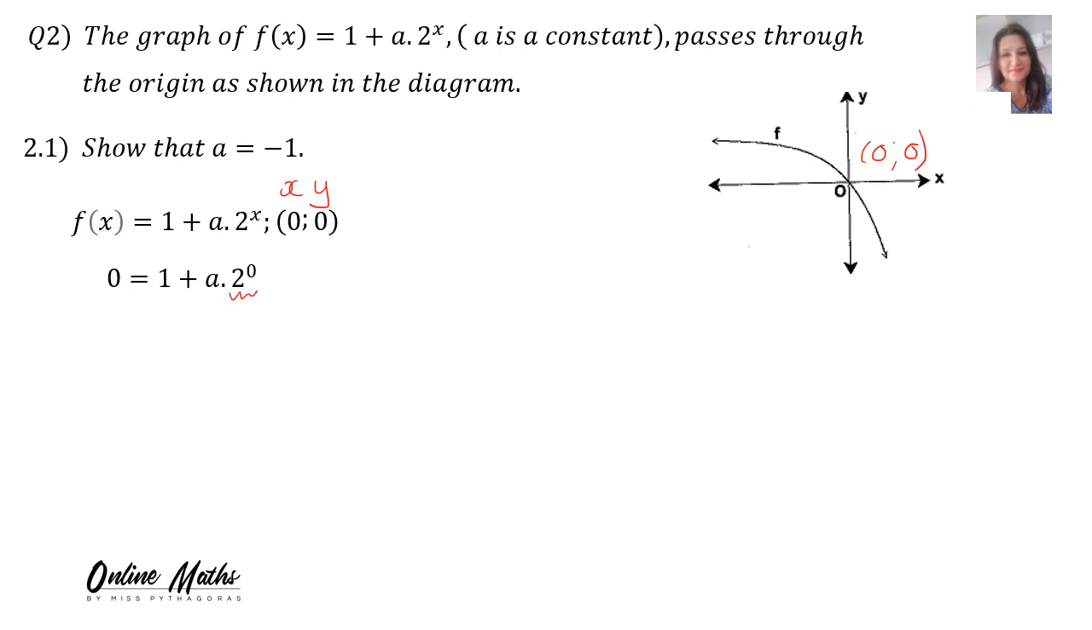And then anything to the 0 is 1. And then I will solve for a. So the 1 will walk across and I end with negative 1. Therefore, a's value is negative 1.